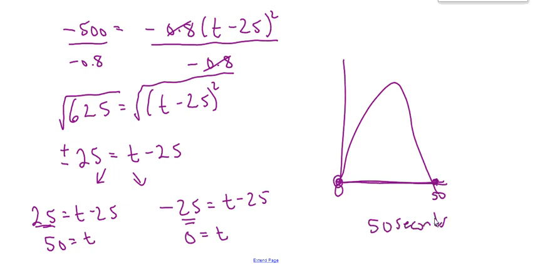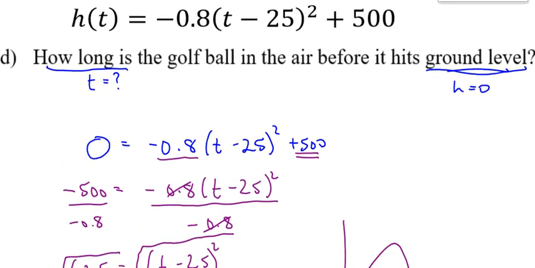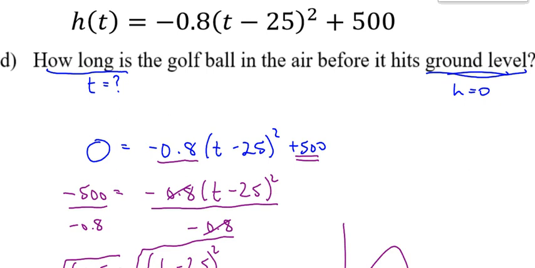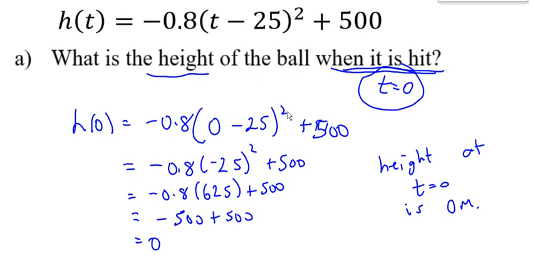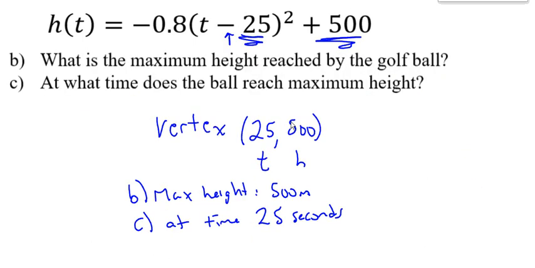Now, I want to point out to you that in this particular question, we could have got our answer a slightly different and faster way. It doesn't always work. It just happens that in this question, if we go back to part A, we knew that this golf ball started when t equals 0. It started at 0 meters. And we knew that this was the vertex at 25, 500. So if we sort of build a picture of what's happening, it starts at 0. It goes all the way to the maximum, which is 500 meters, and it takes 25 seconds.